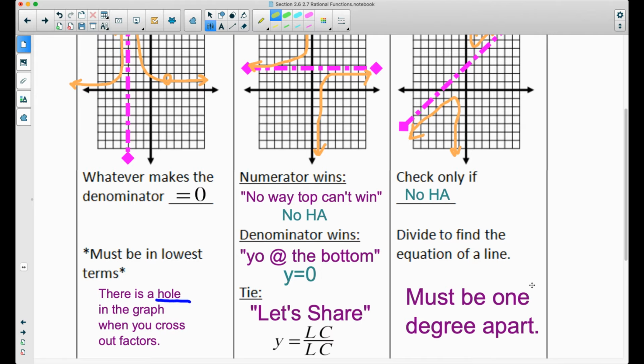Why does it have to be 1 degree apart? So it's linear. When you divide, you end up with a line. So if you have x cubed divided by x squared, you're left with x. If you do x to the 4th divided by x cubed, you're left with an x. We want an equation of a line, so that's why it has to be 1 degree apart. Otherwise, maybe you'd get an asymptote that's like a quadratic.